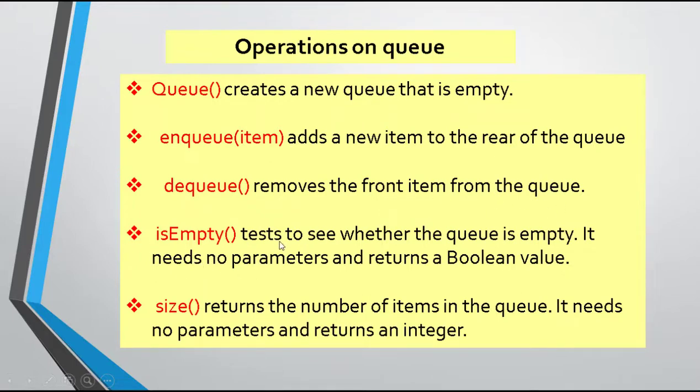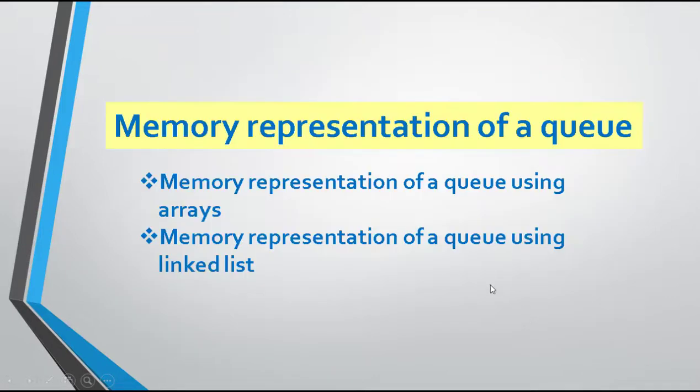Is empty will check whether the queue is empty. It needs no parameters and it will return a boolean value. And size will return the number of items in the queue. It also doesn't have parameters and it returns an integer. So it will count the number of items in the queue and return an integer.